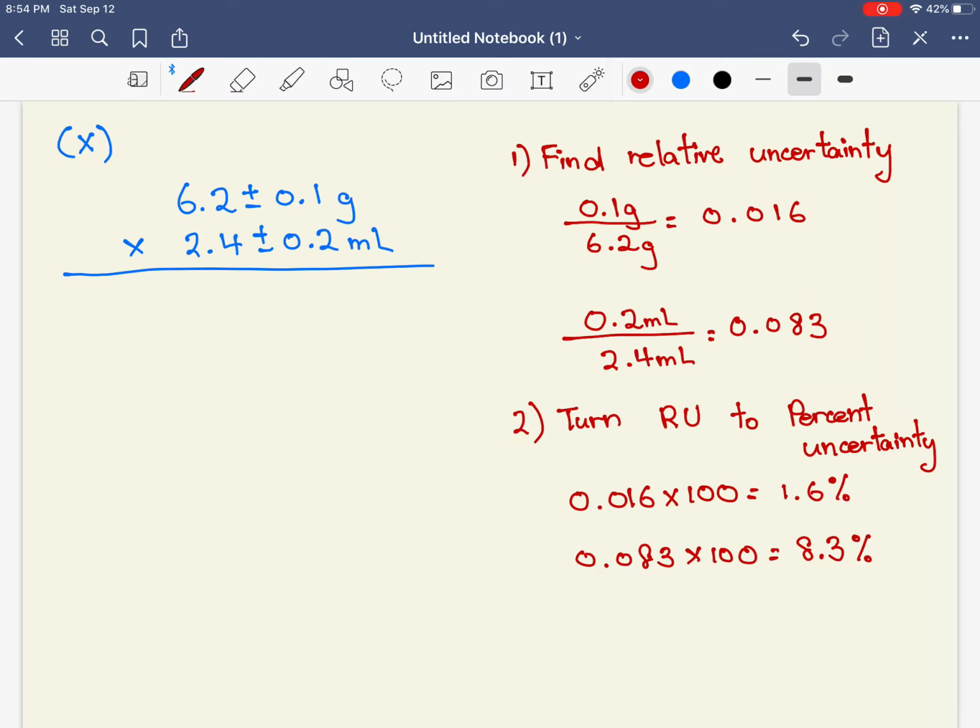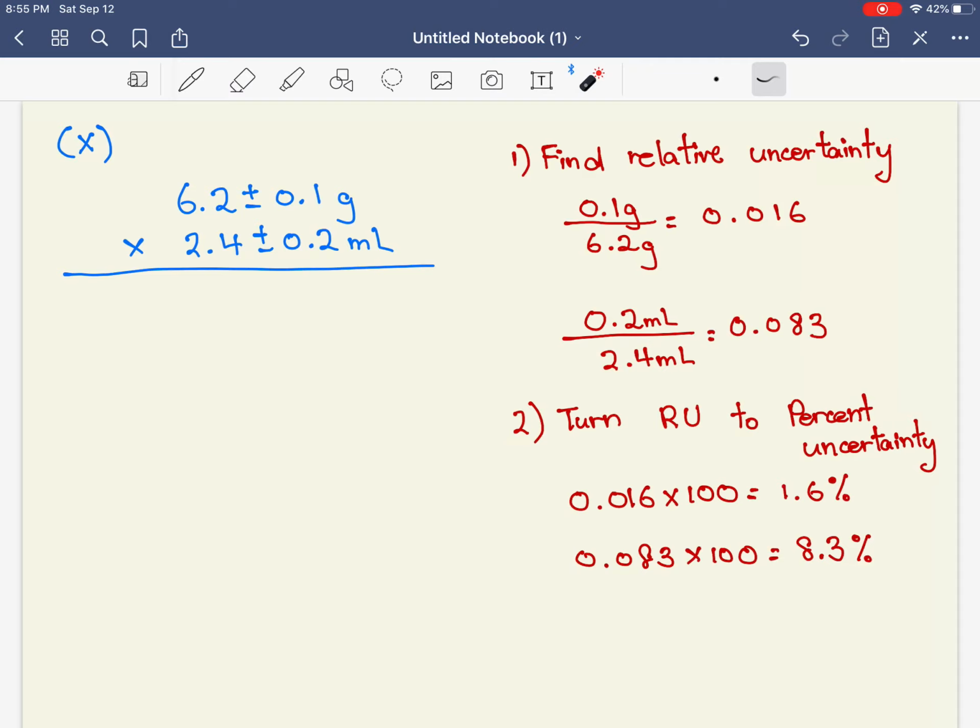So what they're really talking about here with percent uncertainty is that in this measurement right here, due to the uncertainty of being 0.1, that is an uncertainty percentage of 1.6. For this value right here, the percent uncertainty is 8.3. Obviously, the higher the percentage of uncertainty, the larger the range. So when you have a number that is 2.4 plus or minus 0.2, that range is going to be huge.